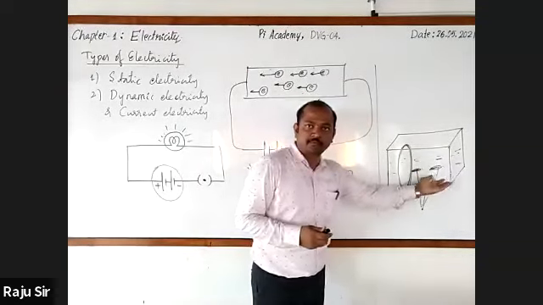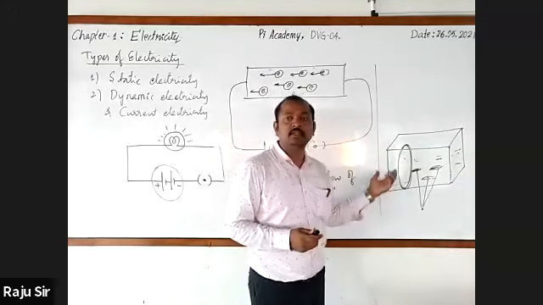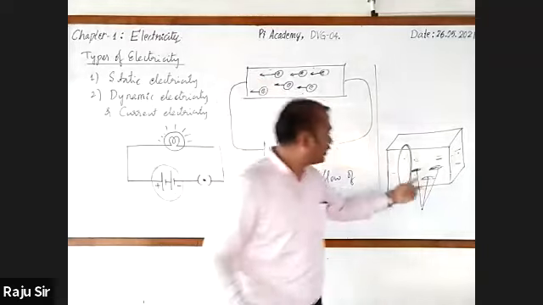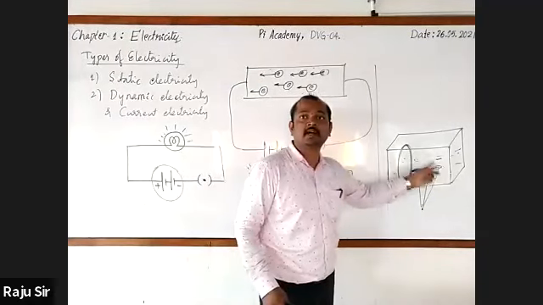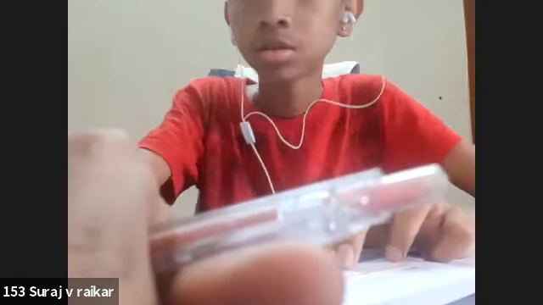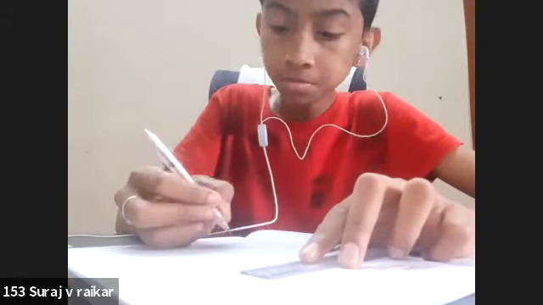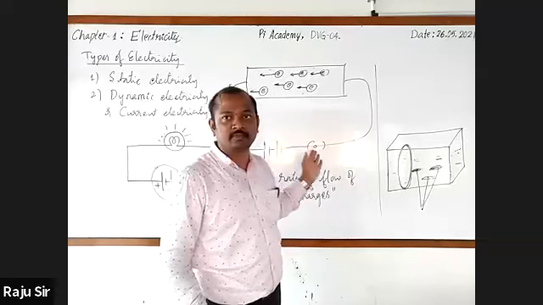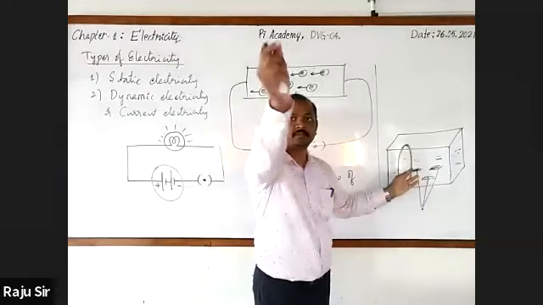If you count the number of fishes passing through this ring in unit time, then we call this the rate of flow of fishes. Now let us apply this to the concept. Once again, I repeat.